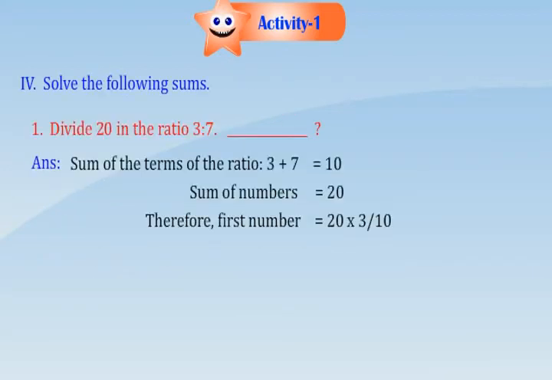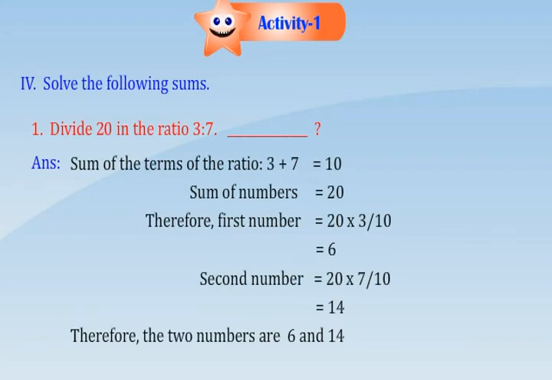Solve the following sums. Divide 20 in the ratio 3:7.